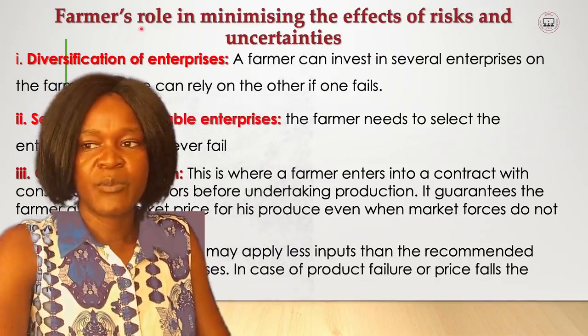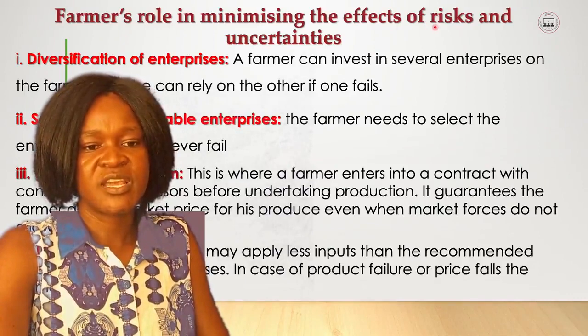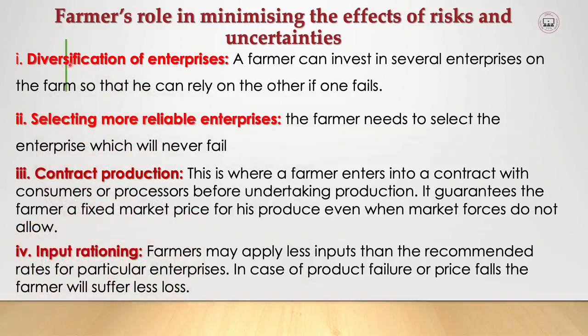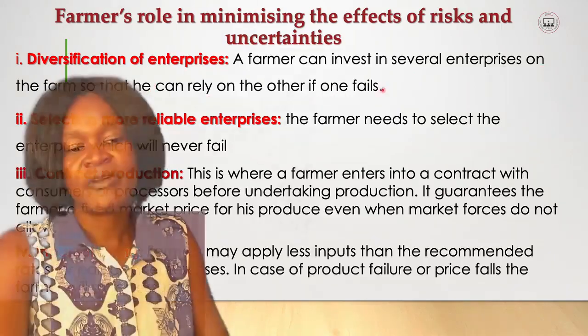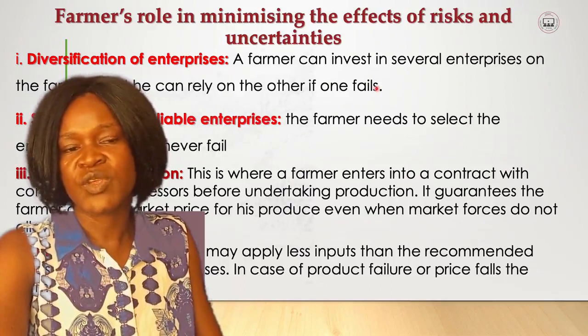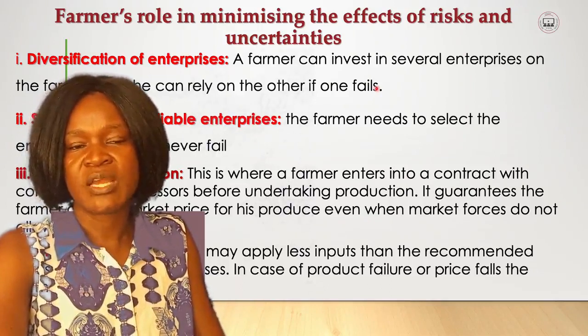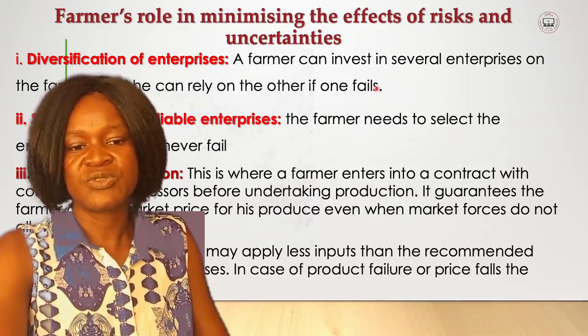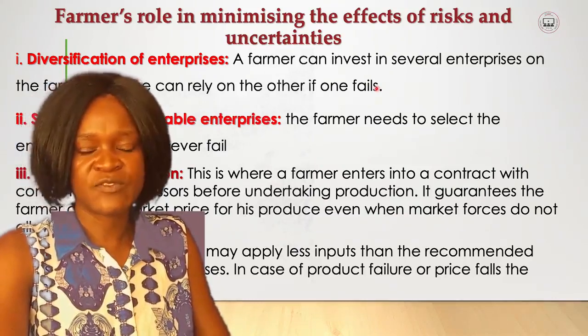So what are the farmers' roles in minimizing the effects of risks and uncertainties? Number one is through diversification of enterprises. The farmer can invest in several enterprises on the farm so that he can rely on the other if one fails. Let's say in crop production, you can engage in wheat production, maize production, groundnut production, so that if one enterprise fails, you rely on the other. The same applies in livestock production.